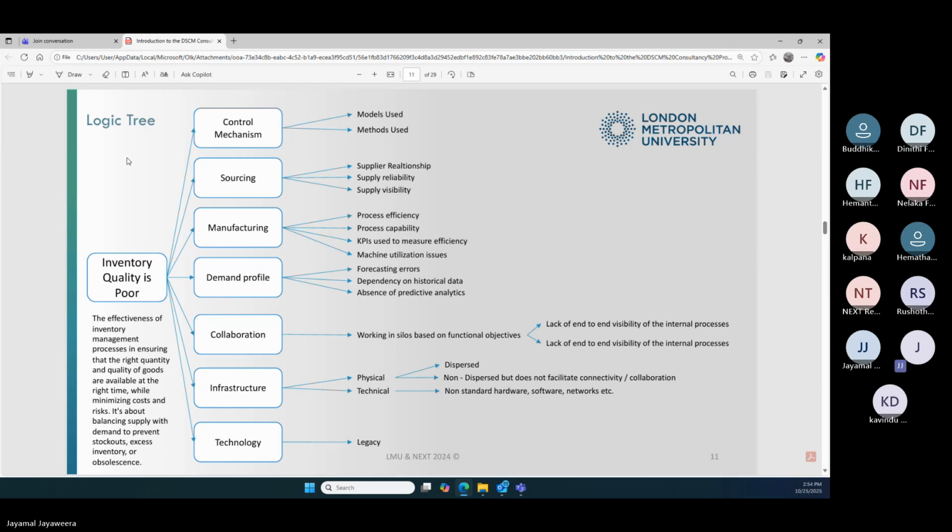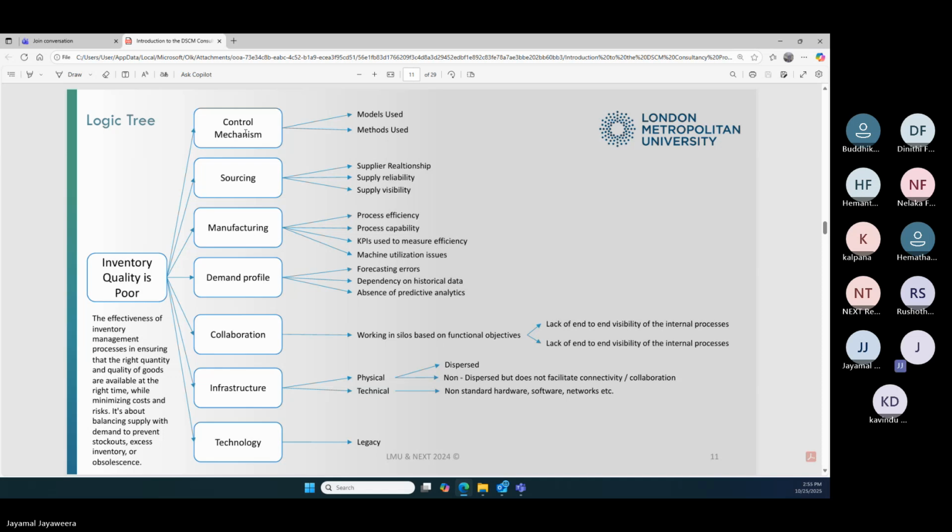Now the logic tree means once you have the problem here, then these are the probable root causes of the problem. What are the reasons why there is this problem? Control mechanism. Number one, models used, methods used. Are the methods used in managing or controlling inventory adequate?